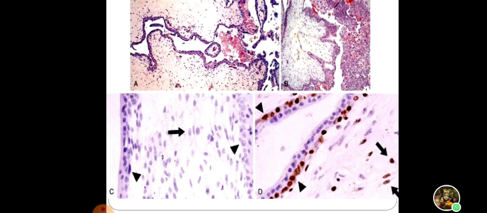These are the pictures of the mole, which shows the syncytial trophoblast and cytotrophoblast. Also, you can see the villi with edema.